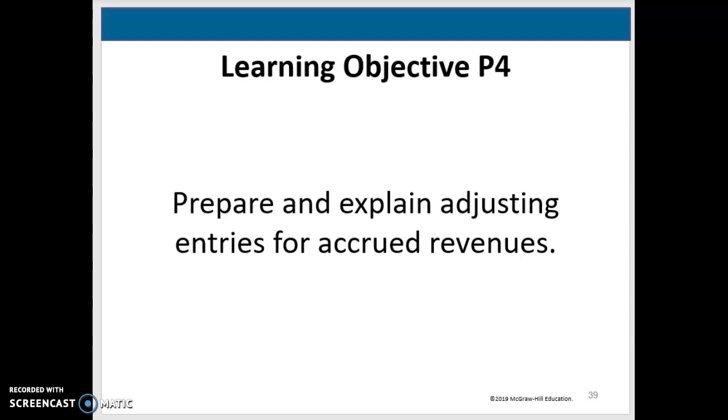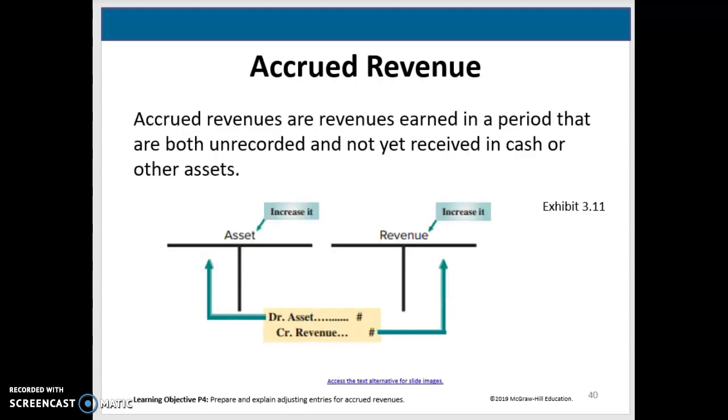All right, part 3 for chapter 3. We're going to do the last category of adjusting entries, and it is called accrued revenues. So for accrued revenues, that's where we've earned the revenues, but we haven't been paid, and we haven't done the adjusting entry to show that.